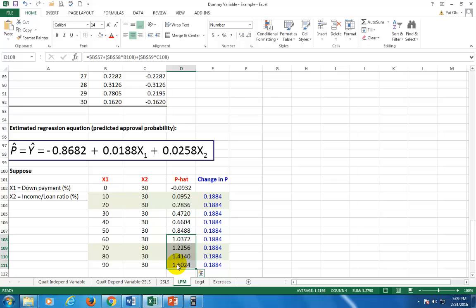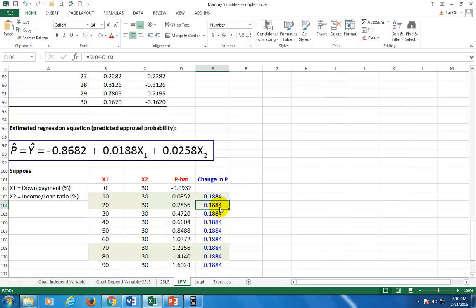The second problem that's mentioned in the handout is that the changes in probability from one level to the next level is the same across the board. For example, if a customer initially says, I'm going to put down 10%, and then subsequently says, okay, I'm going to kick it up to 20%, surely we would expect the probability to increase as it has. And in this case, it goes up by 0.1884.